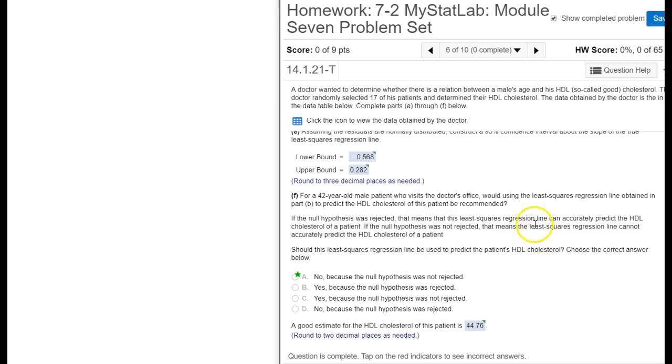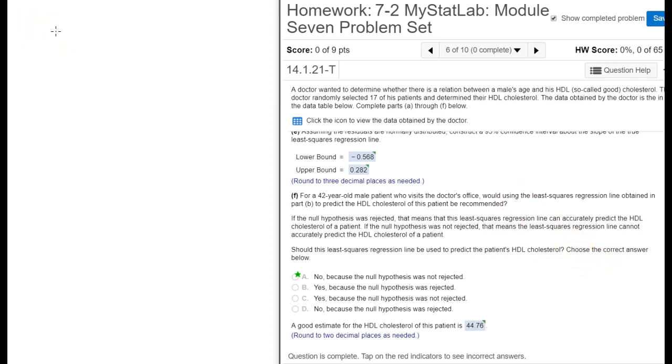Keep that in mind. If by chance you did reject the null hypothesis, then it's just the opposite. Then that means it is a good fit to use a regression line for that set of data. So it is a good model. Okay, so that's the first part. But now in terms of the calculations, if you say no, the least squares regression line is not a good prediction.